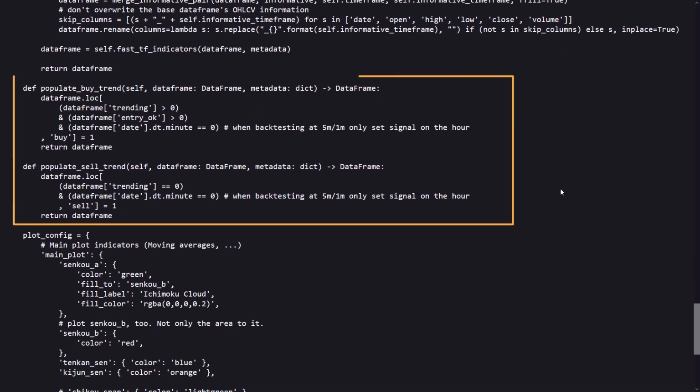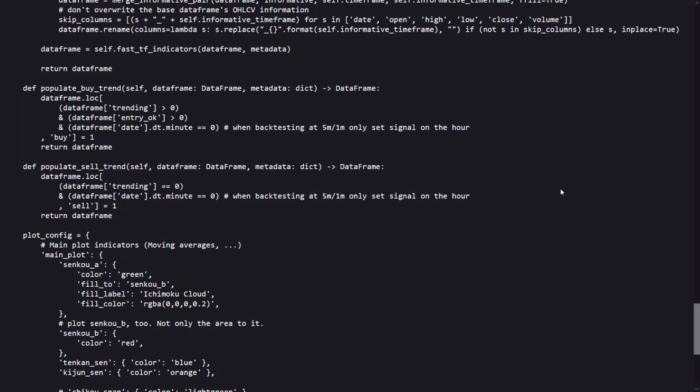In these sections, the buy and sell signals are defined. For example, if the trending column in the data frame is larger than 0, and if the entry OK column also contains a value larger than 0, and if the time frame has been set to 0, then there will be a buy signal. And for the sell signal, this only sells when the trend is over and returns to the value of 0.